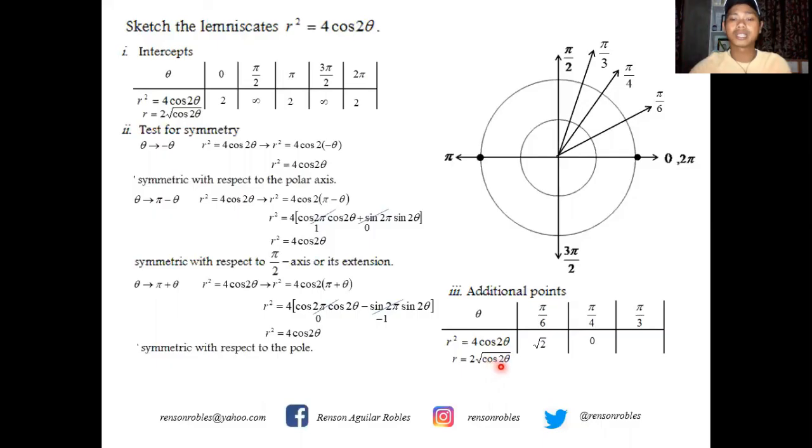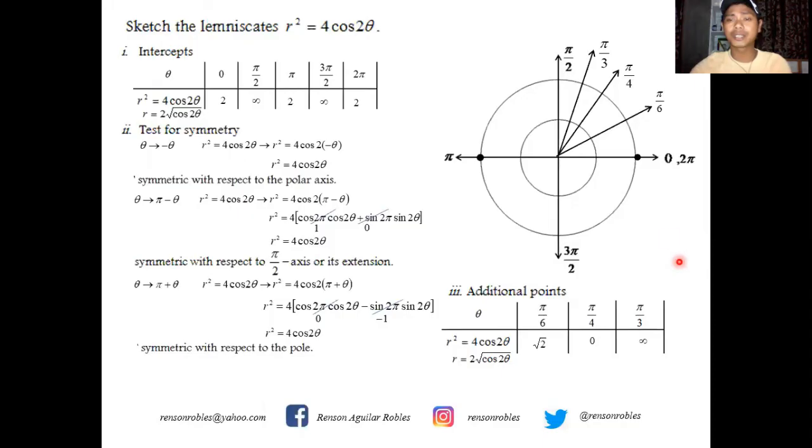Next, cosine of 2 times pi over 3, so you get cosine 2 pi over 3. Since 2 pi over 3 is located between the angles pi over 2 and pi, the values of the cosine function at those angles are negative, and the square root of a negative number does not exist. So therefore, at pi over 3, at any multiples of pi over 3, r will be undefined. You can use your calculator to verify these values.